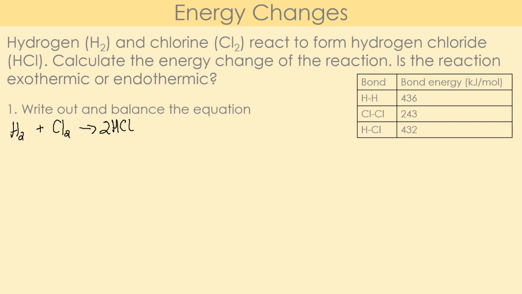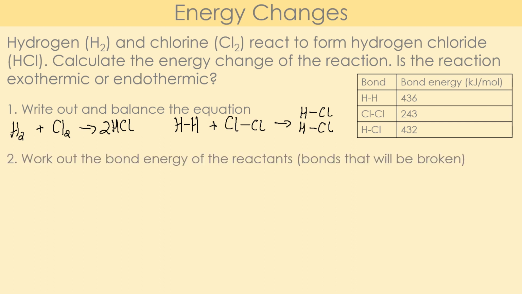I'm also going to write it out showing the bonds. So I've got H and H, that's my H2, plus Cl, Cl, that's my Cl2. It's going to make HCl. So I've got 2 HCls. That is my first step. A lot of time they will give this to you in the paper, but not always.